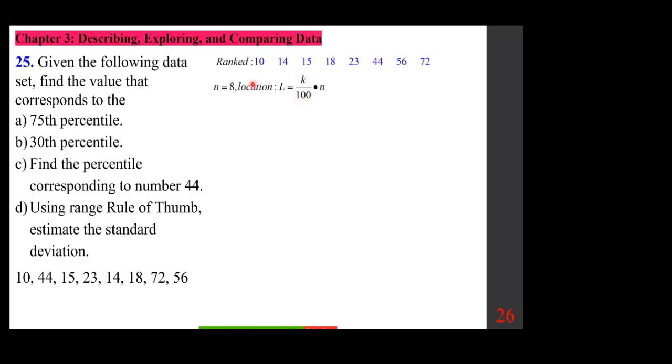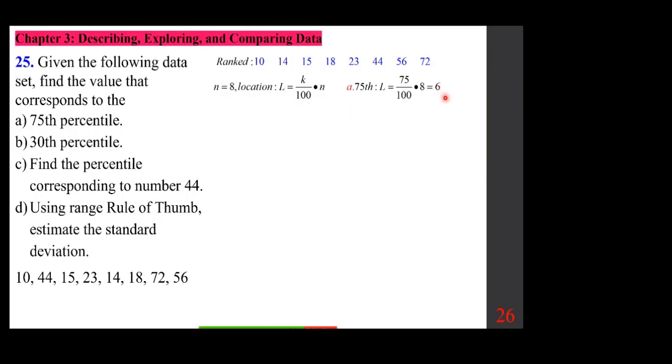Understand, this number will change in essence to a decimal. 75th percentile means 75 over 100, which is basically 0.75. So you are going to multiply 0.75 by 8 and say this is my location. When we multiply the two, the location gives us the 6th number.